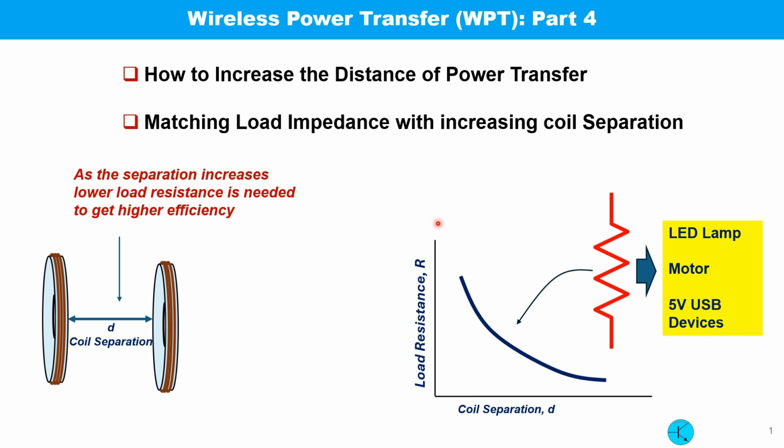In the previous video, I mentioned that by increasing the coil diameter, it is possible to extend the range of transmission. I will show a simple experiment on that. I also mentioned one problem with range extending, that is the requirement for low load impedance. But whatever we try to power, for instance an LED lamp, a motor, or a 5-volt USB device, these all have fixed voltage and current demand, that means some resistance. We have to match the low coil output resistance with these load resistances. I will discuss how we can do that.